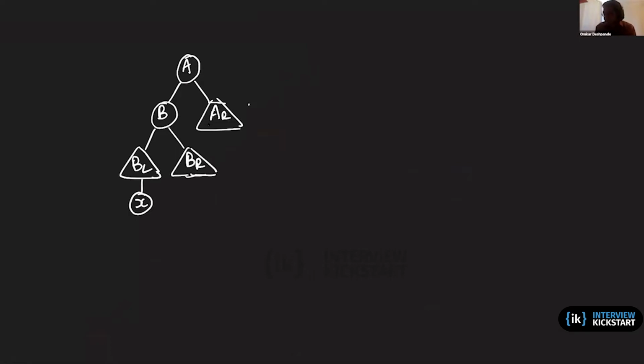We have a height of H here, a height of H here, and a height of H plus 1 here. So when we do an LL rotation, what do we get? We're going to get B at the top. A is going to be pushed down.